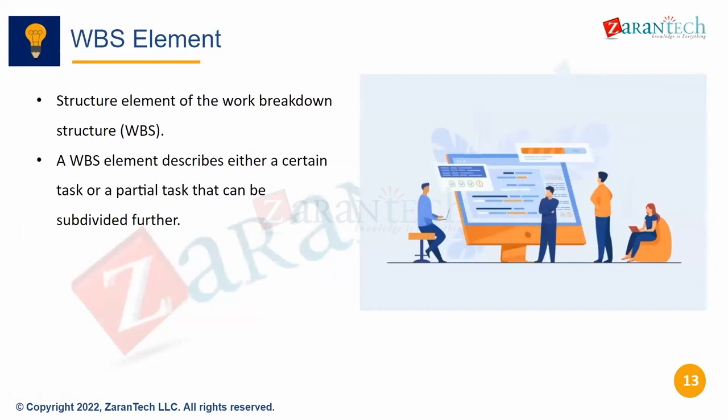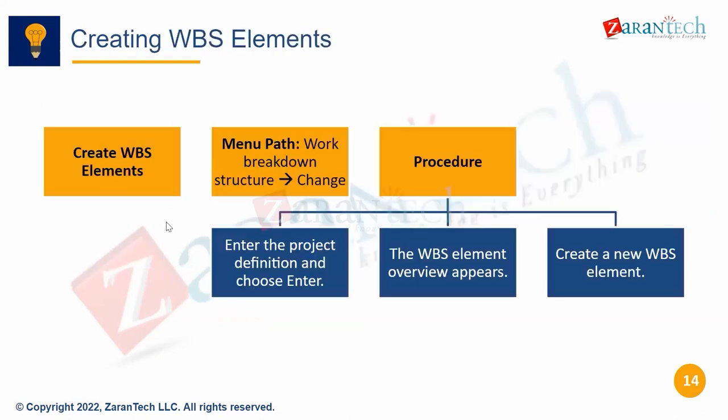So we saw this WBS structure. Either it is phase or deliverable, it describes a certain task or a partial task which can be subdivided further. In SAP itself, there is no limitation on how many levels you go. I was explaining, most projects go till level 4, 5, max 6, 7, but not further than that. But SAP itself doesn't bind you into how many levels you can go. You can go even further if required.